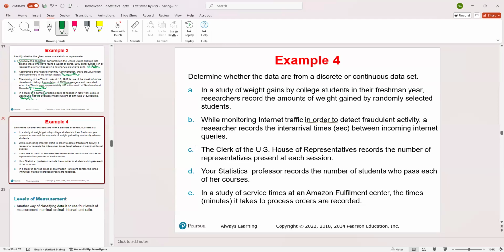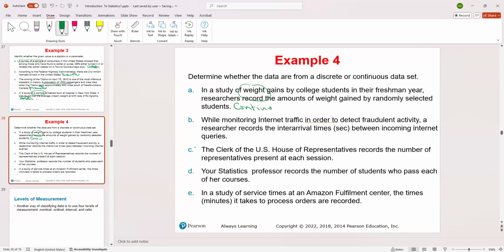In a study of weight gains by college students in the freshman year, researchers record the amounts of weight gain by randomly selected students. So we're talking about weight. There is a possibility of a decimal, 2.12, 212.3. So we can say this is continuous.